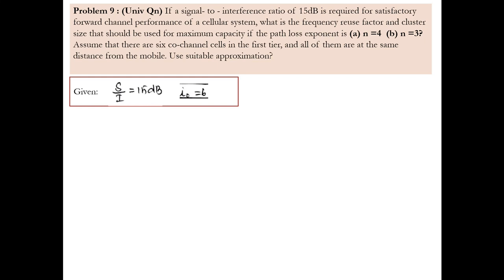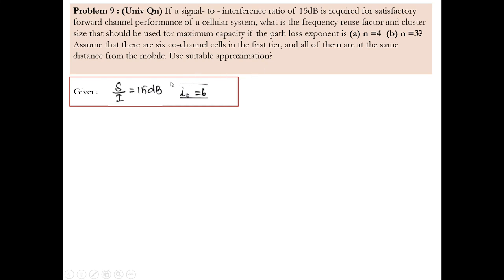So let's begin with solving a university question. If a signal to interference ratio of 15 dB is required for satisfactory forward channel performance of a cellular system, what is the frequency reuse factor and cluster size that should be used for maximum capacity if the path loss component is A, n is equal to 4 and B, n is equal to 3. Assume that there are 6 co-channel cells in the first tier and all of them are at the same distance from the mobile. Use suitable approximations.